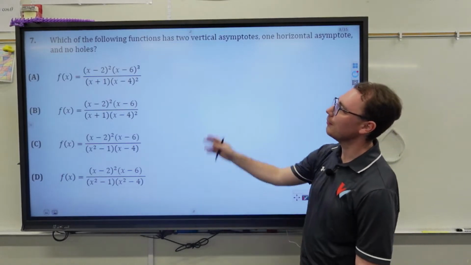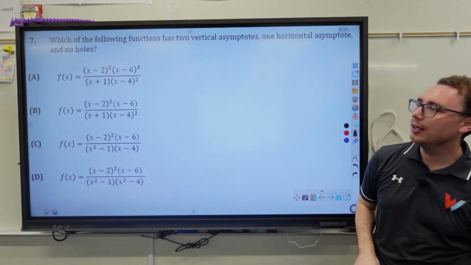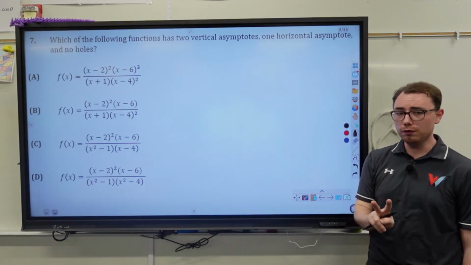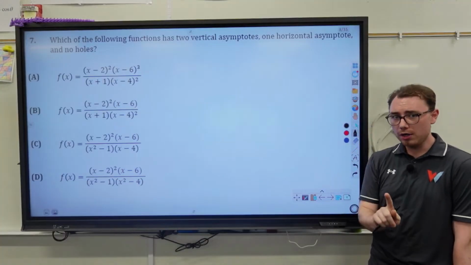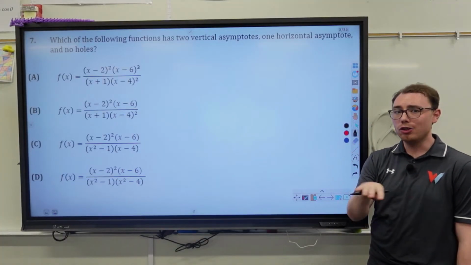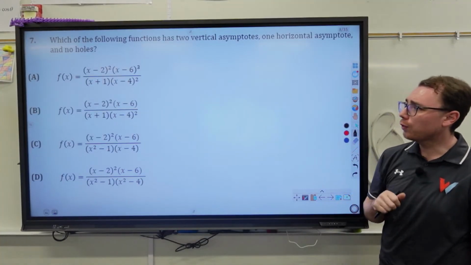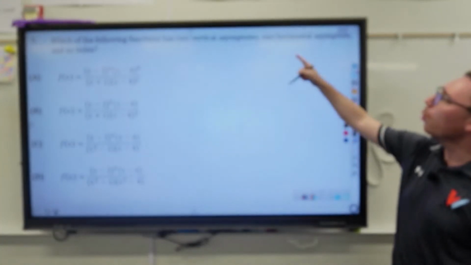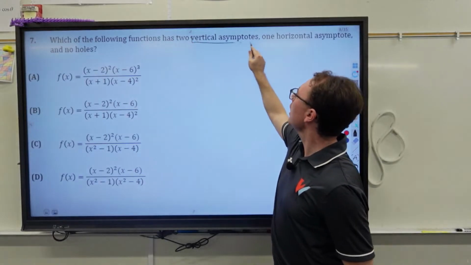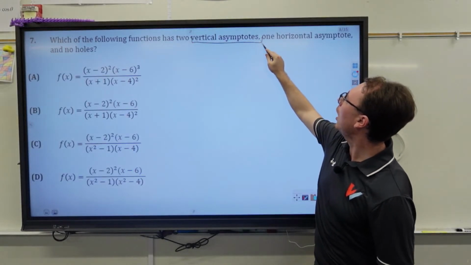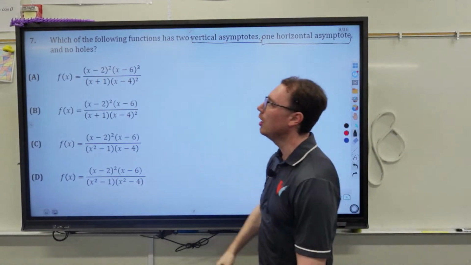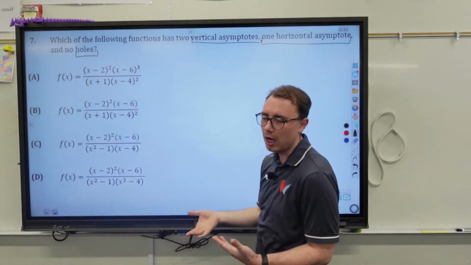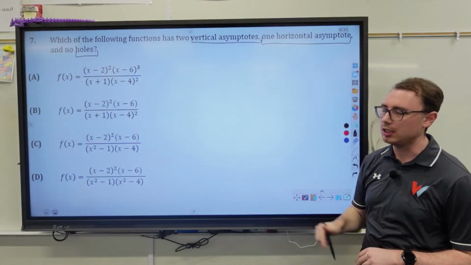Good spot. For this example 7 here, example 7 shows which of the following functions has 2 vertical asymptotes, 1 horizontal asymptote, and no holes. So for this problem here, we're trying to identify 3 main things: what causes a vertical asymptote, what causes a horizontal asymptote, and what doesn't cause a hole. In this case, we'll figure out what causes a hole and then be able to see which ones don't do that.